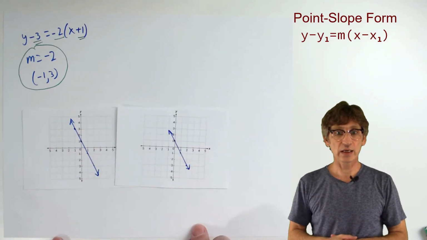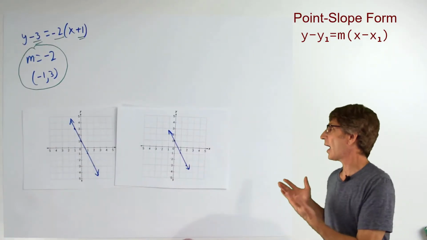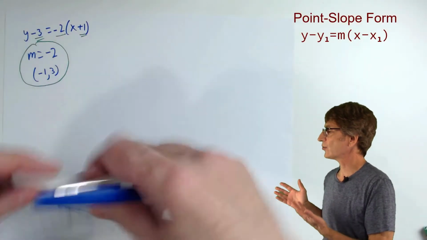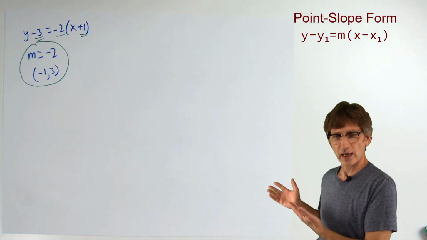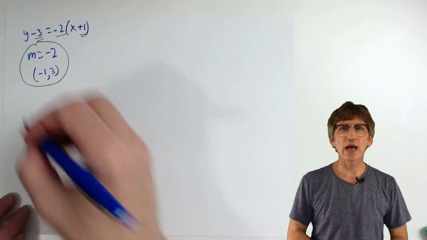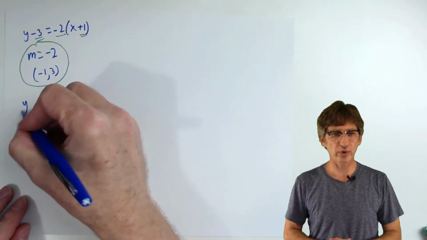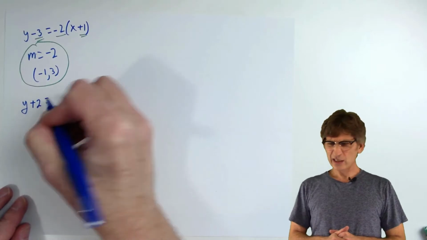Much quicker than... I know. You get the same results, right? But you took longer the first time. Let's try another one and just see how quick and easy it is to go directly from point-slope form. Let's see what we got here this time.